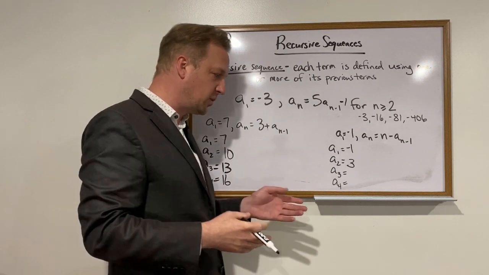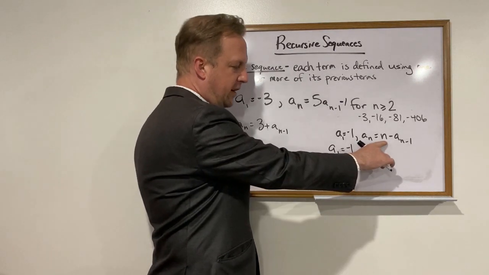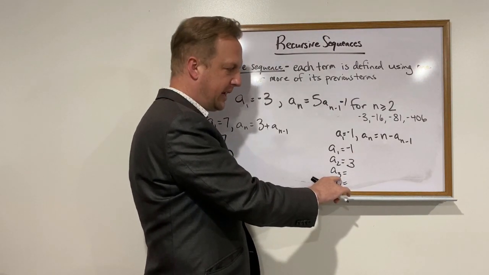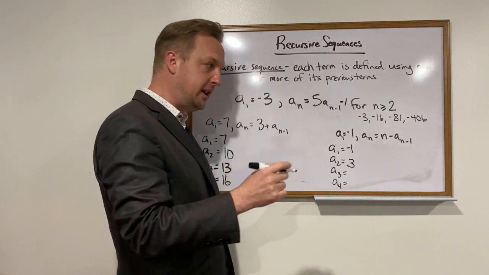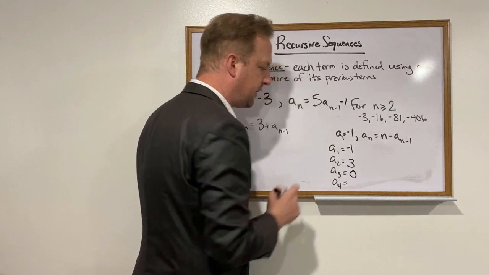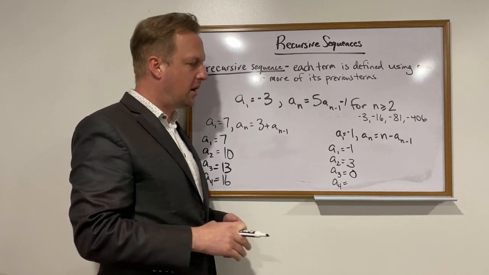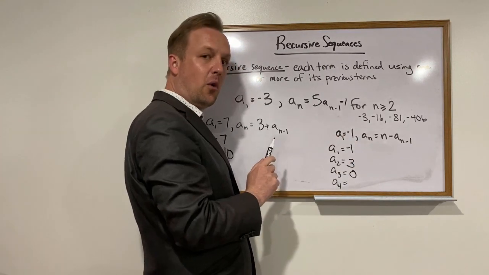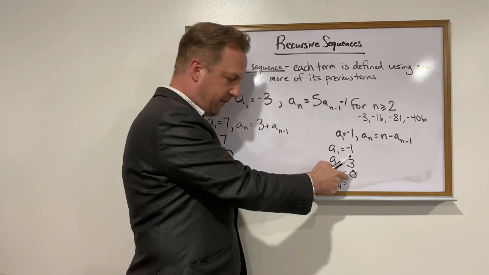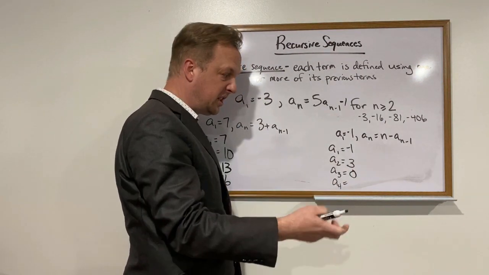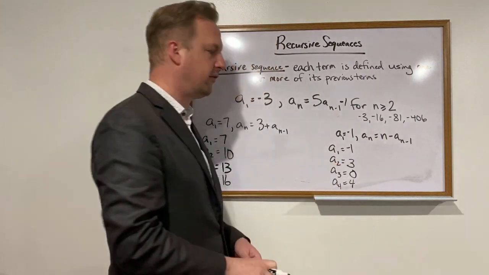All right, let's try the next one. What's a sub 3? Well, to derive that, we take our n, which in this case is 3, and we subtract the previous term, which is also 3. So 3 minus 3 in this case would give us 0. All right, how about a sub 4 here? Well, let's go with our n. That's 4 minus a sub n minus 1, in other words, whatever our previous term is, that's 0. So 4 minus 0 is 4.